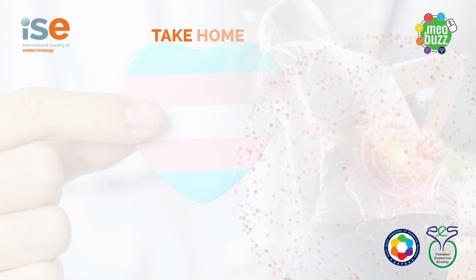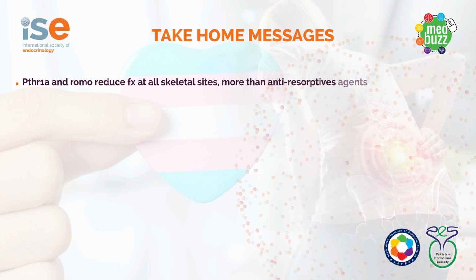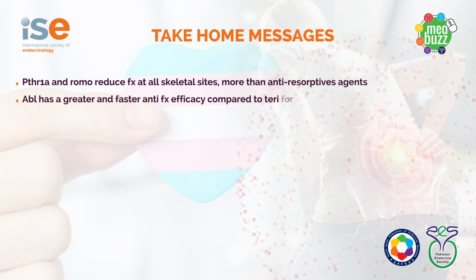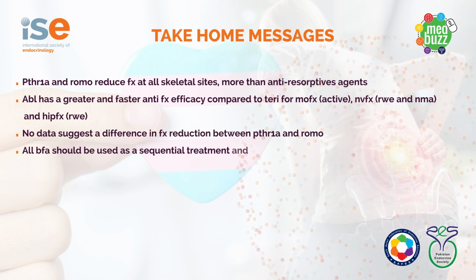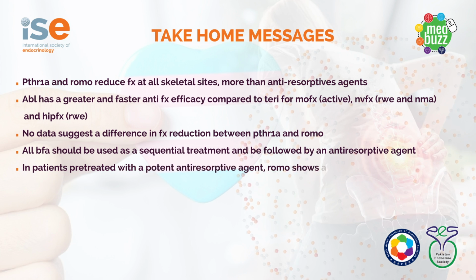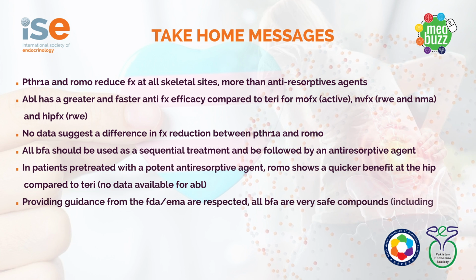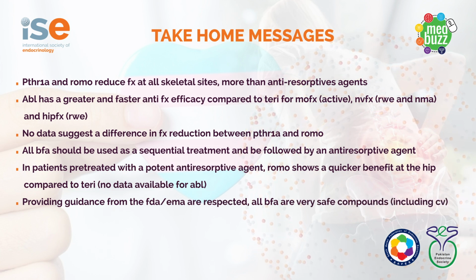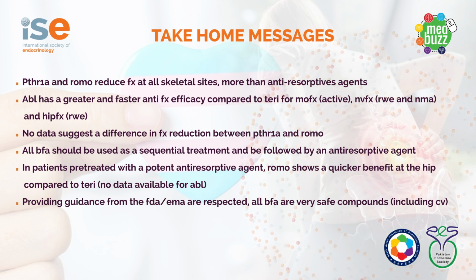So what are the key messages? The key messages are that PTH receptor 1 agonists and Romo reduce fracture at all skeletal sites, and they do that more than anti-resorptive agents do. Compared to teriparatide, abaloparatide has a greater and faster anti-fracture efficacy for major osteoporotic fractures. This was shown in their pivotal study, in the ACTIVE study for non-vertebral fractures, in real-world evidence studies and in network meta-analyses, and on hip fractures in real-world evidence studies.